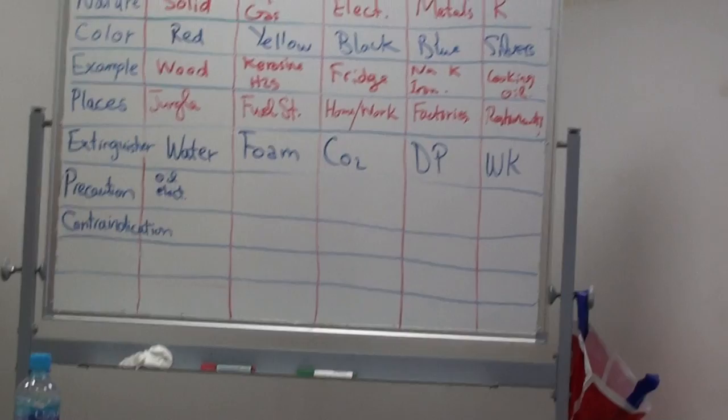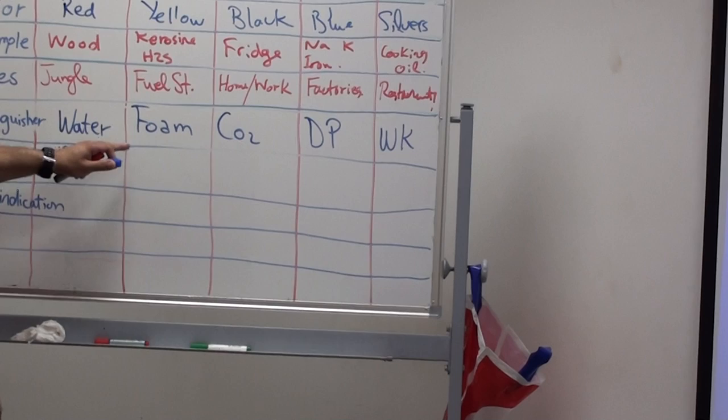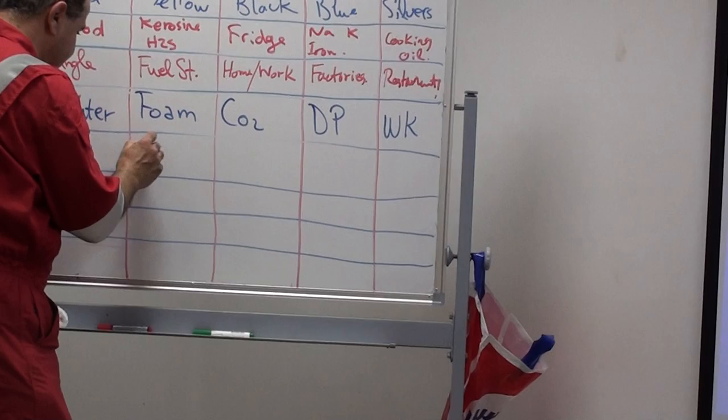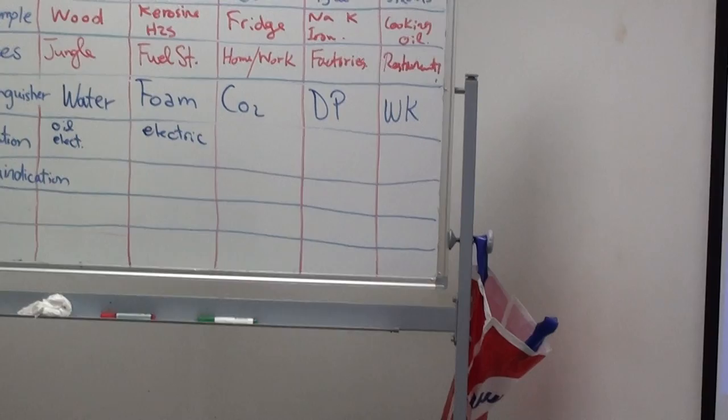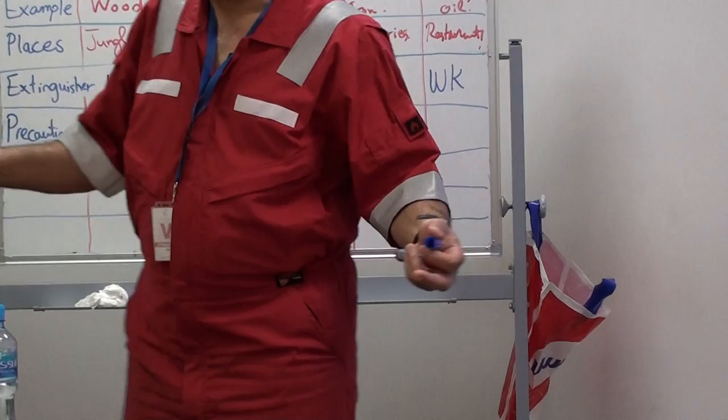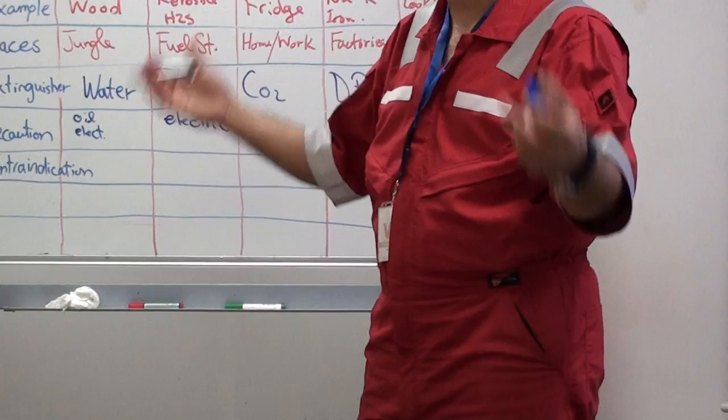What about the precaution of using the foam? We don't use the foam for the electric fire. What about the precaution for using CO2? The situation in which it is not favorable to use CO2. If you are in an open place, you are not advised to use CO2 because it will be washed away, diluted easily. So, in the open places, we don't use CO2.